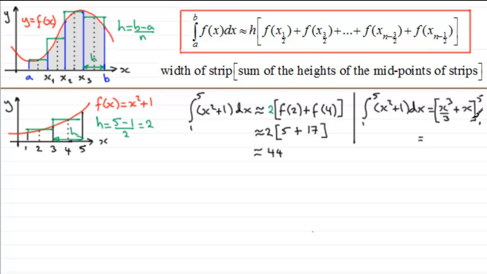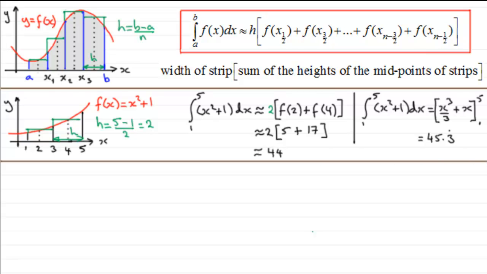And if we work this out by substituting the 5 into here for x, and then subtracting what we get when we put the 1 through, you'll find that you get 45.3 recurring. So you can see how close it is to our approximate value. Okay, well that's that example. Let's just section that off.